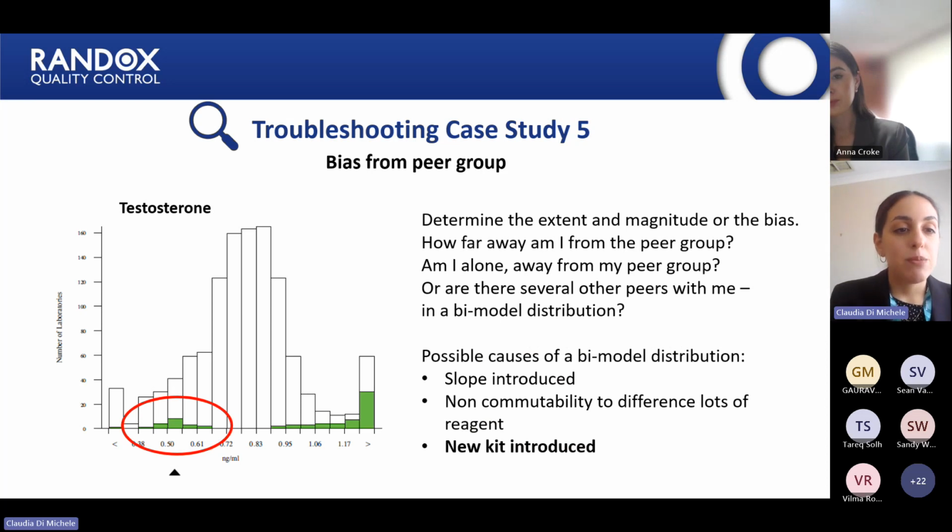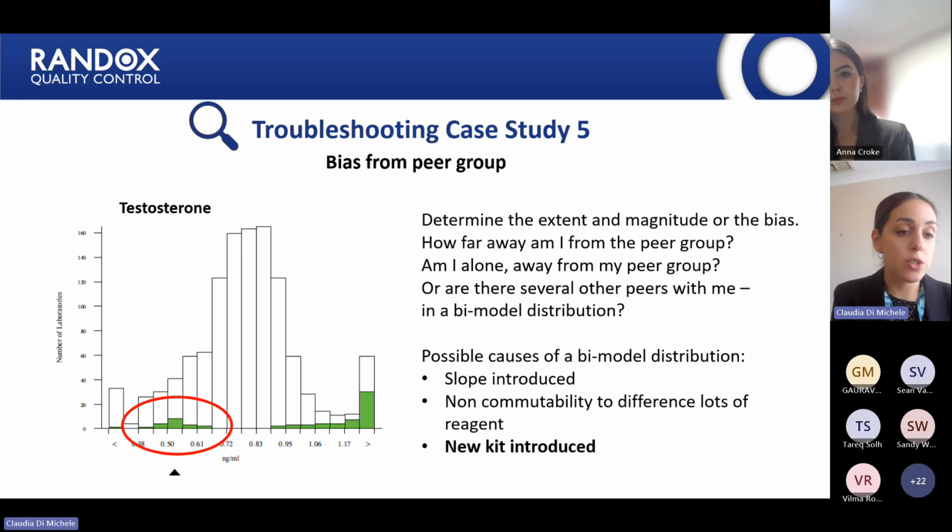This case study here discusses bias from a peer group. So we had a couple of labs a couple of years ago that came to us with this issue with their testosterone kits. And all of a sudden there was a little group of labs moving away from the general peer group lab. So I guess the first thing you'd need to ask in this troubleshooting scenario is, how far am I away from the original peer group? Am I alone away from the peer group, or are there several other peers with me in this sort of bimodal distribution? And this is what we found for this particular testosterone kit.